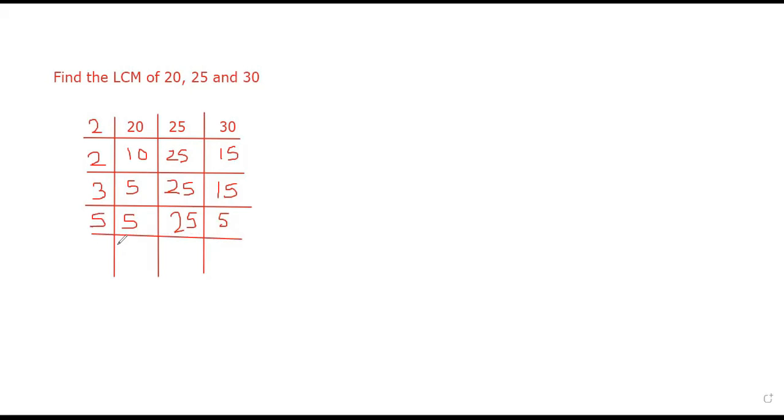So 5 in 5 gives 1. 5 in 25 gives me 5. And 5 in 5, 1. I'm going to draw my line still, and I'm going to use 5. Don't forget, my objective is to turn these numbers to 1. So 5 in 1 is 1, 5 in 5 is 1, and 5 in 1 is what? 1. So this is very simple.